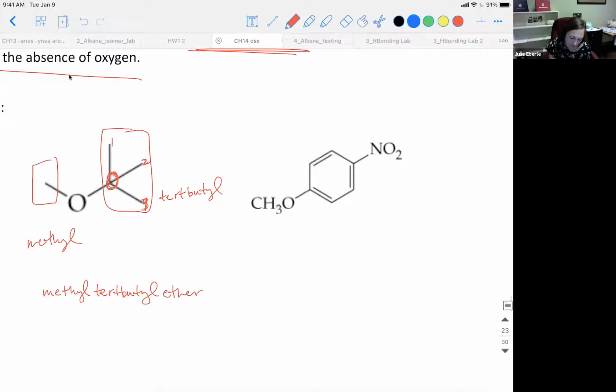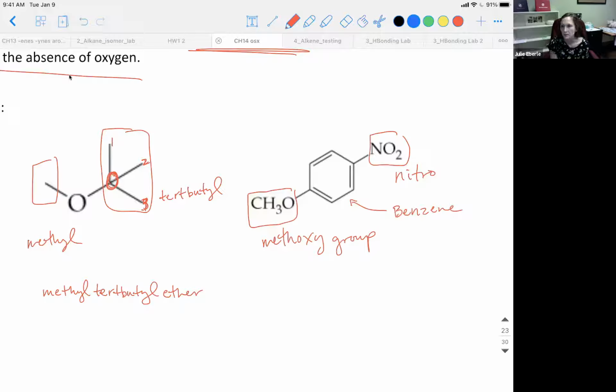So lastly, we have a methoxy group right here. We have a nitro group right here. And this right here is just plain old benzene. So how would y'all name this? Would it be methoxynitrobenzene?